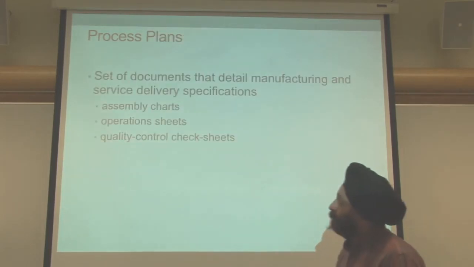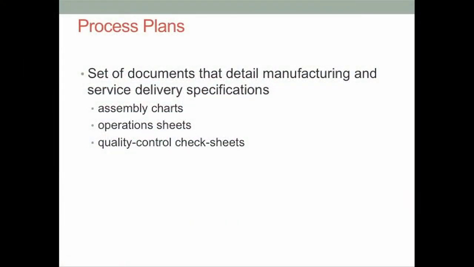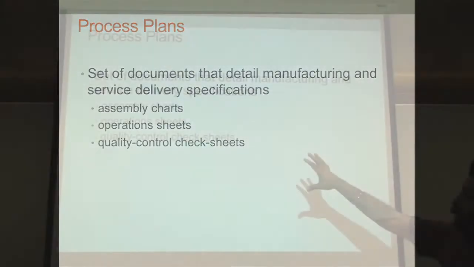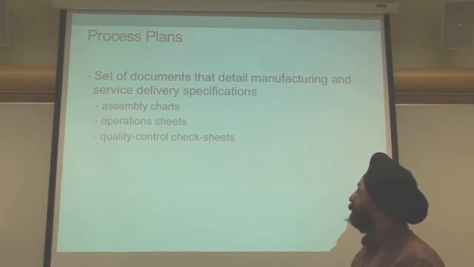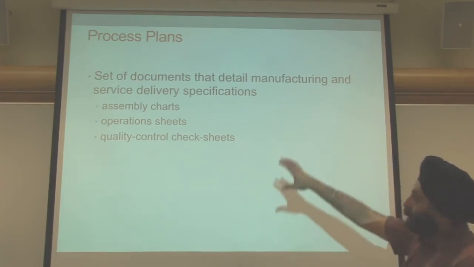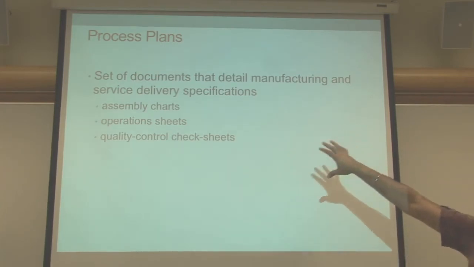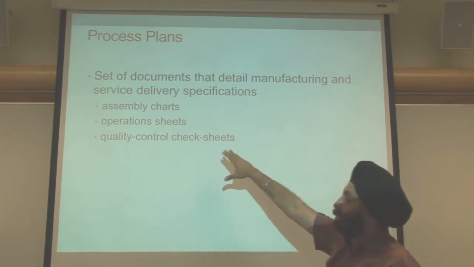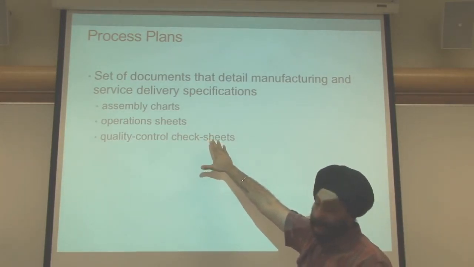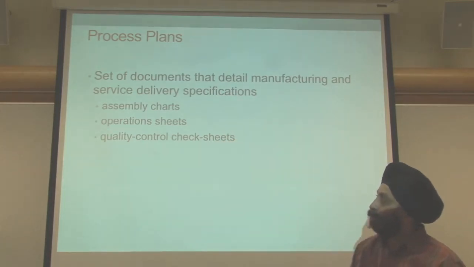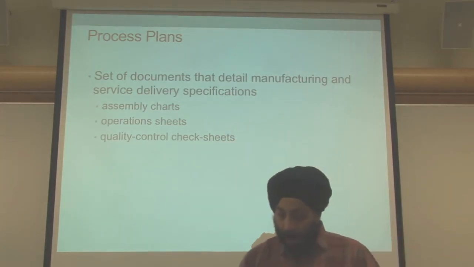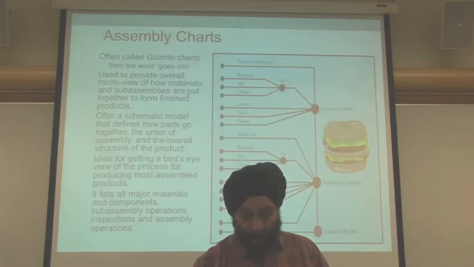Now let's look at process plans. In this case, we'll look at a variety of tools that are available to document the process and see how things are provided or services delivered. So it is a set of documents that detail manufacturing and service delivery specifications. One is called the assembly chart, another is the operation sheet, and then we have quality control check sheets that we have mentioned also in the previous chart.